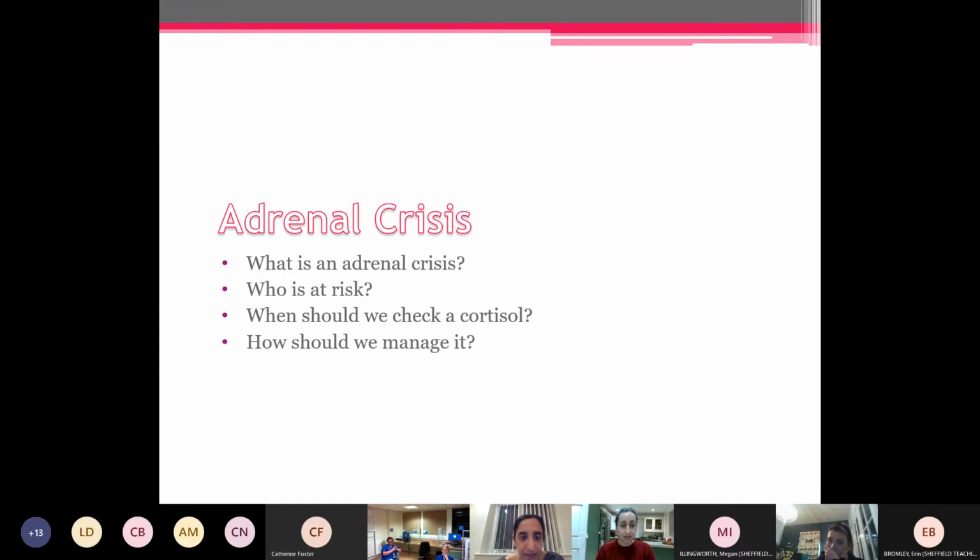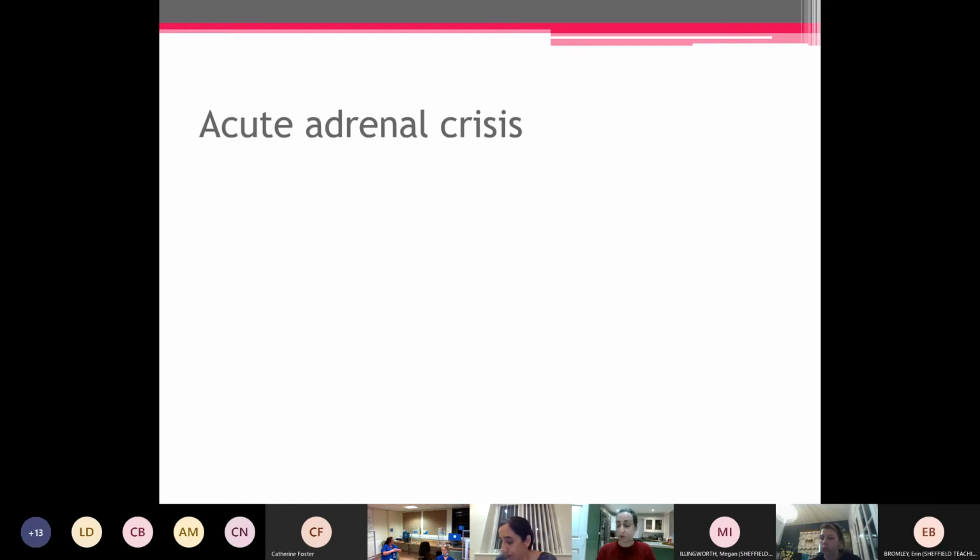Okay, so next, an adrenal crisis. Not that commonly seen, but it is something that I think worries a lot of people. So we'll go through what it is, who is at risk of developing an adrenal crisis, when we should be checking cortisols, and how we manage it. So does anyone know some of the symptoms of an acute adrenal crisis? Or does anyone know what it is? No, that's absolutely fine.